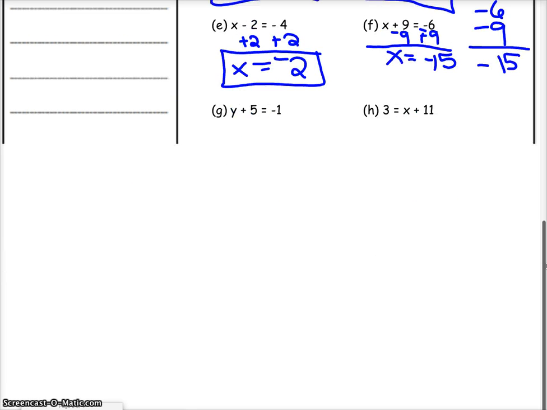Y plus 5 is negative 1. Subtract 5. Again, my eyes are looking at this. They're the same. Same means add. Keep it negative. Y is negative 6.